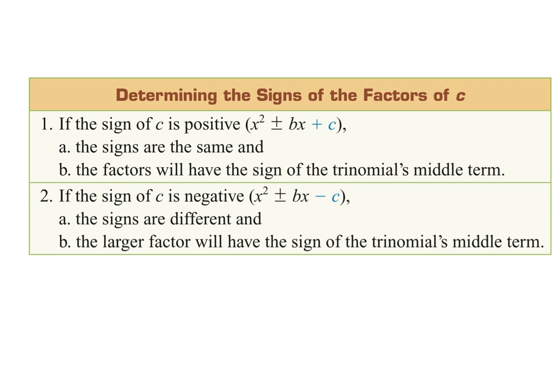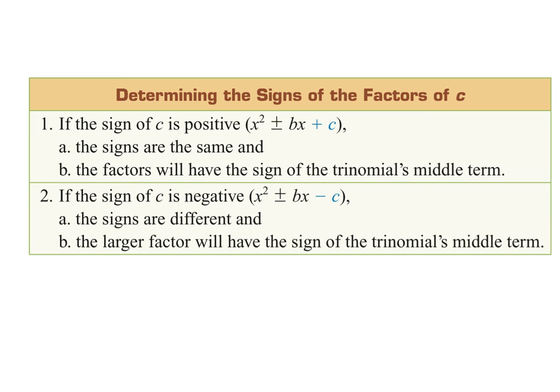This is some little tricks of the trade. If the sign of C is positive, then that means my signs are the same. Both positive or both negative. And whatever that middle term is tells me which one they are. So if my C is positive, I'm going to either have 2 positives or 2 negatives, and I can look at my middle term to decide if it's going to be 2 positives or 2 negatives. All right? And I'm looking for ones that are going to add up to give me that middle term.